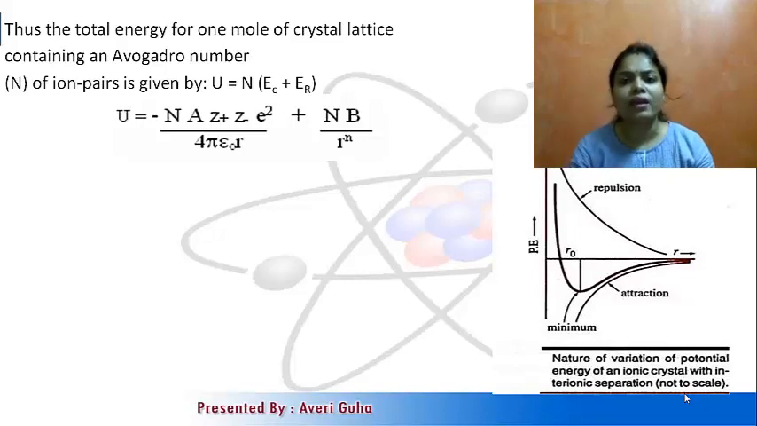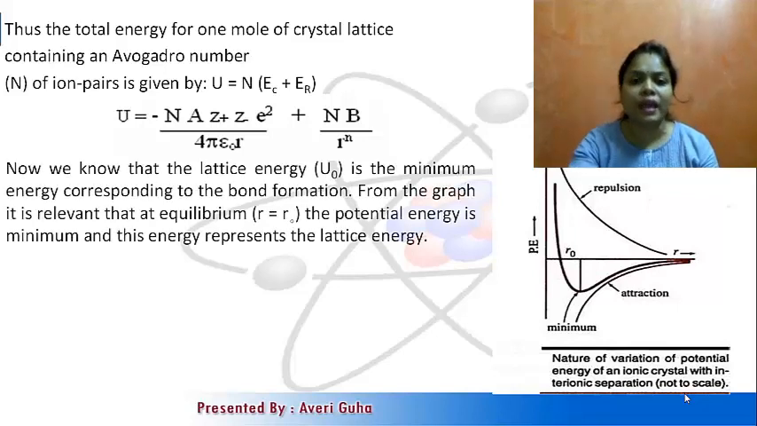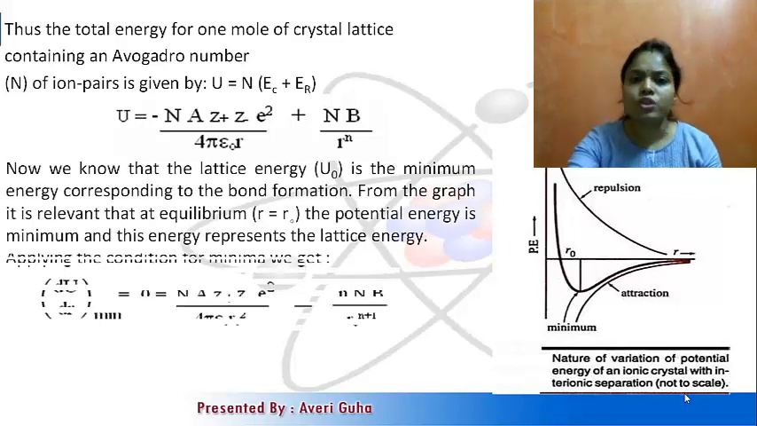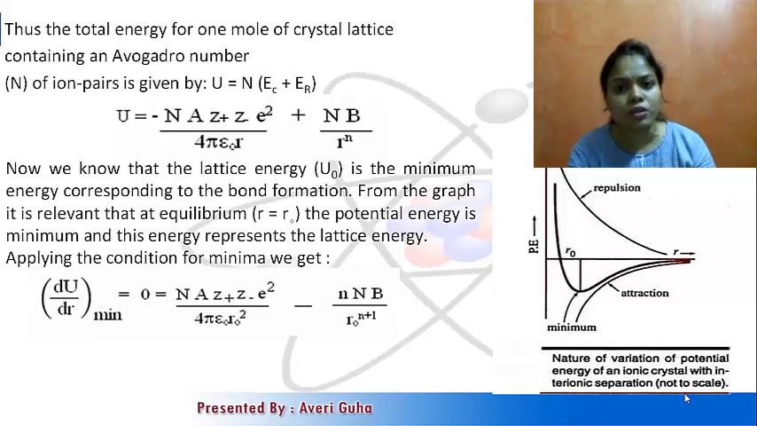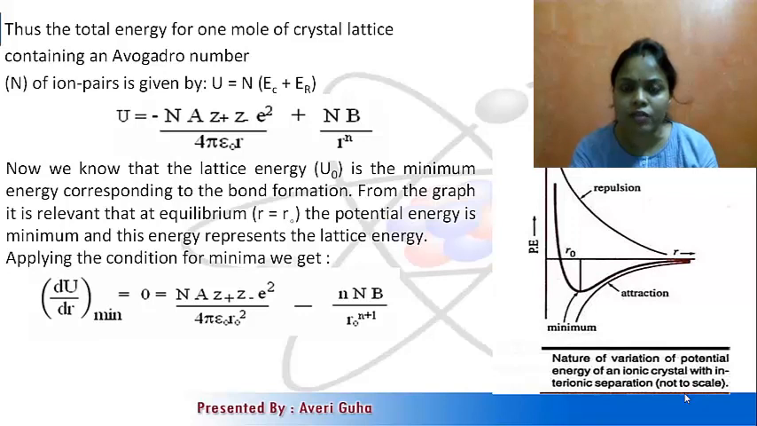So if I apply the condition of minima, that means if I take the derivative of my potential energy equation with respect to my internuclear distance and apply the condition of minima, that is dU/dr equal to 0, we will get our lattice energy. So just do this mathematical transformation and you will get this equation. I am not going into the details of this derivation. You all know this from your class 12 standard.